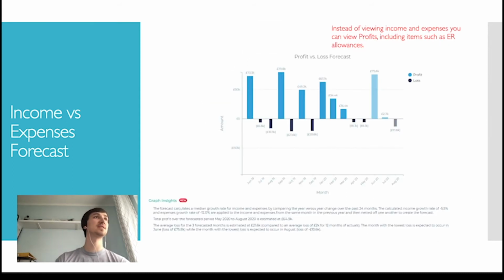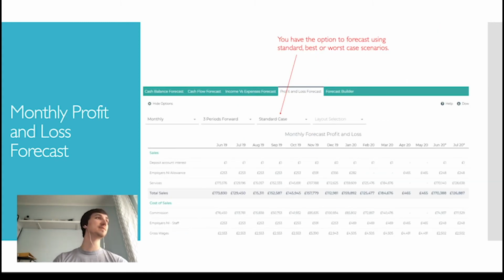The profit and loss on this next slide shows pretty much the same information, but as just a profit value, and it will include things such as employer allowances and other things that you aren't actually receiving the cash at the time. It's got a bit of an explanation down at the bottom, so if you're not sure how these figures are made up, it should explain it there for you.